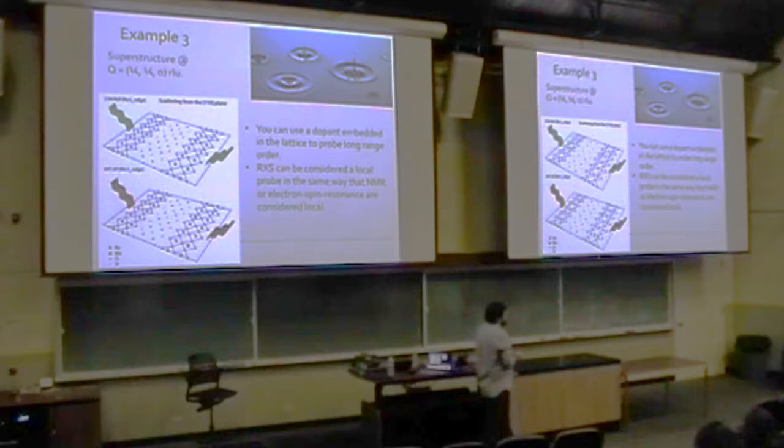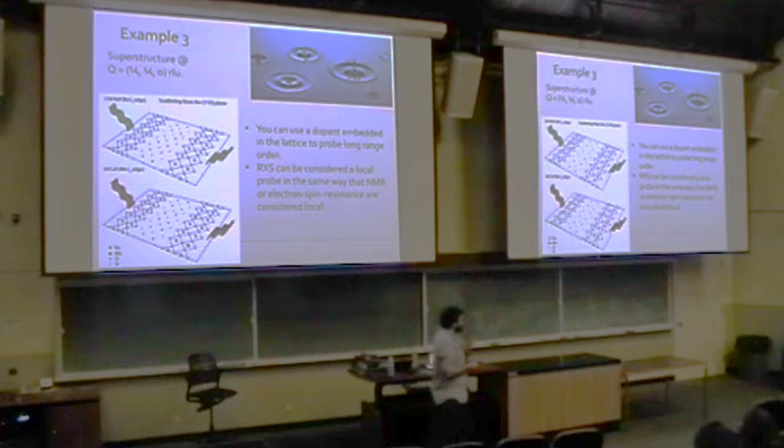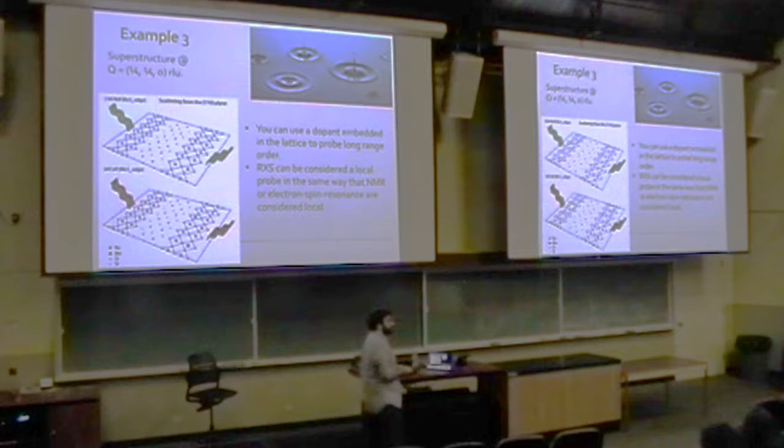Maybe the dopants that you put in are going to be located in a place where you need to be sensitive. You're going to insert them in the matrix that you're interested in, and you can use that as a probe for your resonance x-ray scattering. And you can also see the resonance x-ray scattering because of the site selectivity through the resonance; it is really also a local probe in the same way that NMR or transmitting resonance, etc. are.